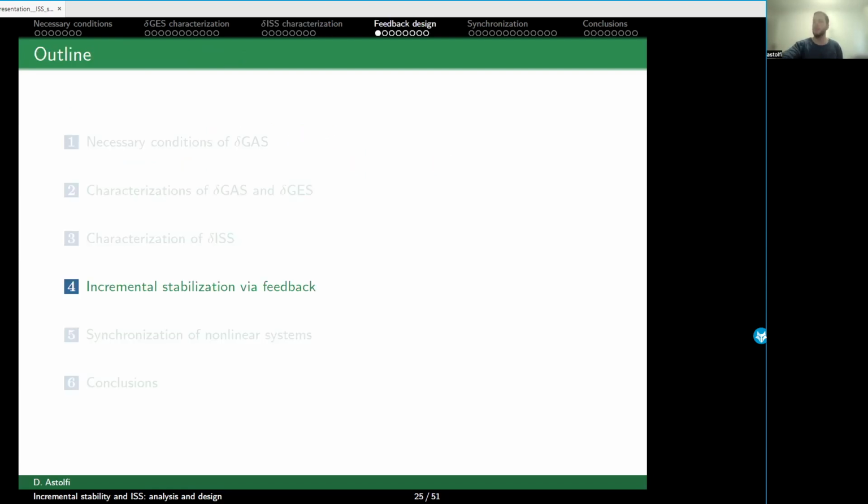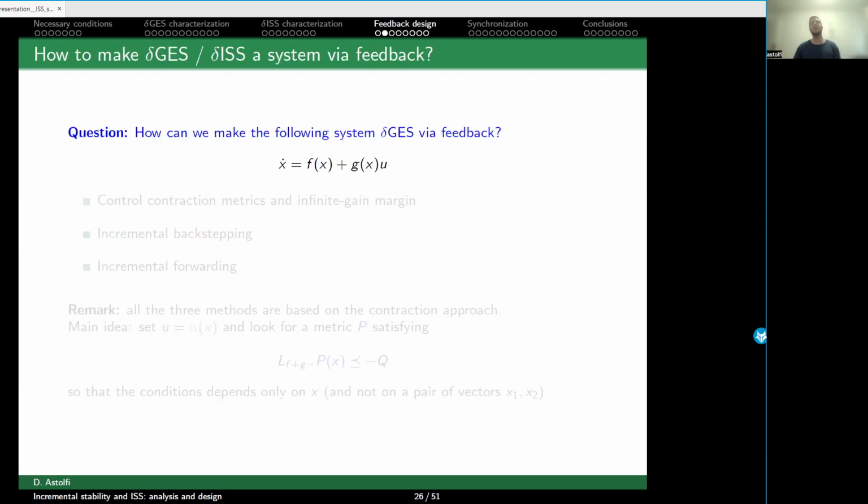Okay, so I will move now to the stabilization part of this presentation, and in particular the question is how can we make a system incrementally globally exponentially stable via feedback. And so I will shortly review three main methods. The first one is based on what we call control contraction metrics and the use of infinite gain margin. The other two methods are the incremental versions, which exist in the literature, of the so-called backstepping and forwarding techniques.